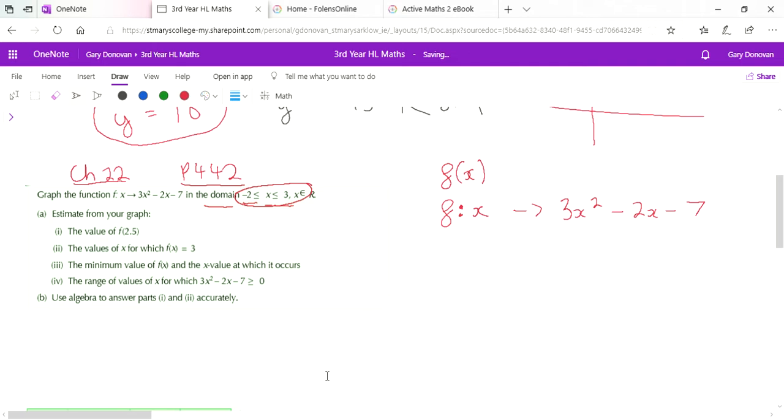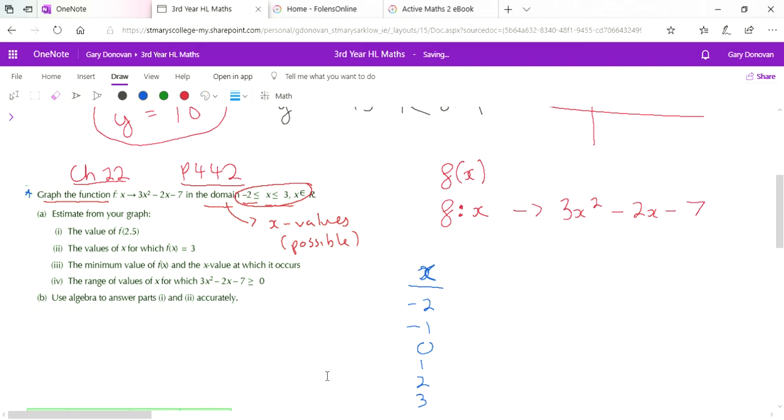This domain is basically all our possible x values, the possible x values that we can pick. So if they ask you to graph a function, the x values you use have to be between minus 2 and 3. In other words, all the x values you're going to use are minus 2, minus 1, 0, 1, 2, 3. And you don't have to do any more x values other than the ones they've listed in the domain. So the first question is to draw the graph.